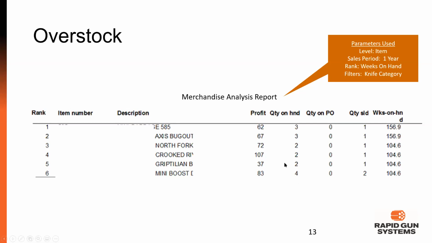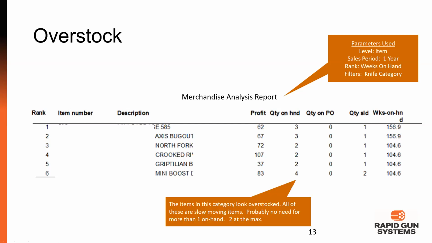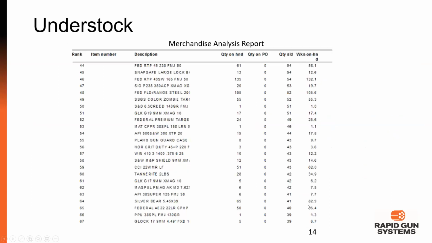What we can see is that when we bought this merchandise, that probably wasn't a good idea to get 4 of those. I probably should have only gotten 1. So I'm way overstocked. I know that I could reduce my inventory and still be able to satisfy my customers' demand by making that adjustment. I should only have 1 on hand, 2 at the max of all of these items.